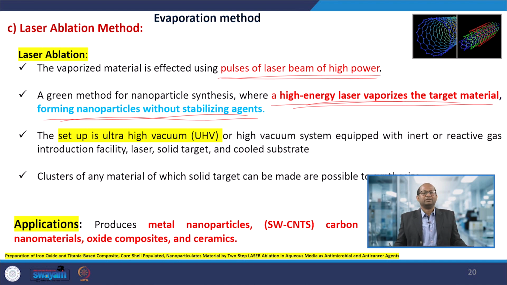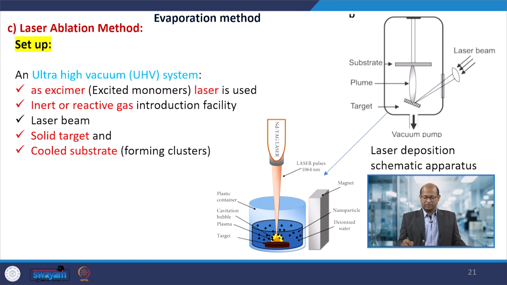There we can use inert gases present in the chamber, and similarly a cold substrate is there. The cluster material that forms will be deposited on that substrate, so we can collect it there. Here we can put the target material; the laser beam falls over it, plumes are formed, and they are deposited over the surface.